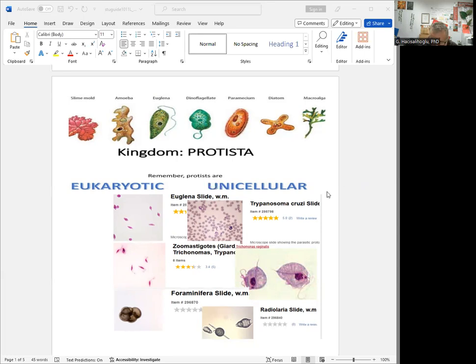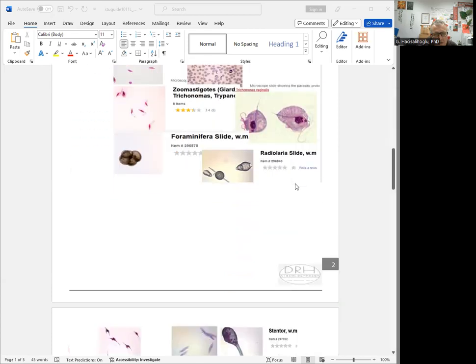The next group is Unikonta, which are basically more like fungi-like structures. This is the supergroup Unikonta under the Protista kingdom. Examples: plasmodial slime molds and cellular slime molds, and they are like fungi. Okay, so these are the Protista supergroups and subgroups and representative species.